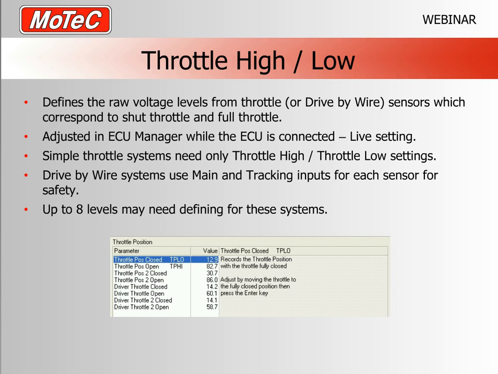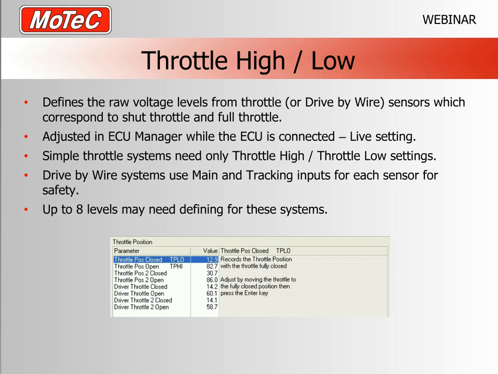Now, simple throttle systems only have the two values, throttle high and throttle low. Most electronic systems, for example, drive-by-wire, have a number of extra inputs because we're looking for safety. We want to make sure that nothing misbehaves. So typically, drive-by-wire systems have a main voltage level for the throttle position, and they have a second tracking level as well. That means we have to set throttle position high and low for both of those sensors. In the ECU manager, it's called throttle position and throttle position 2.